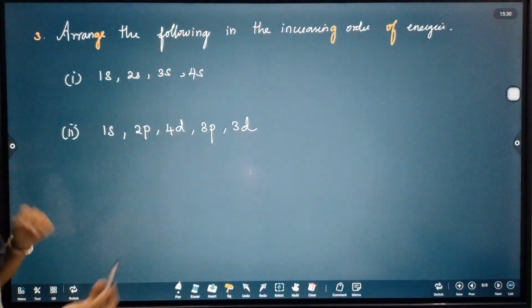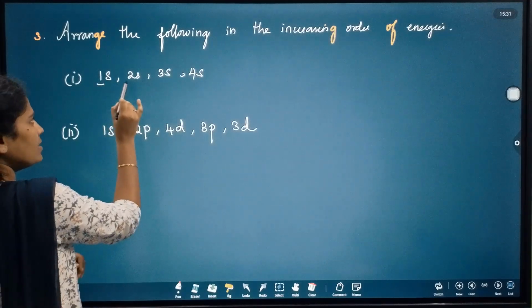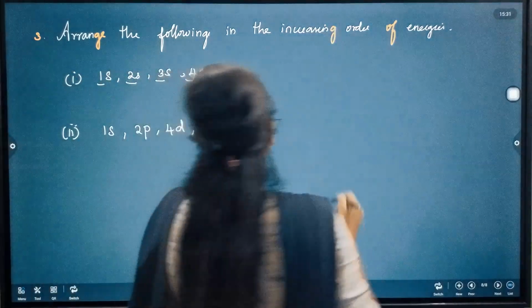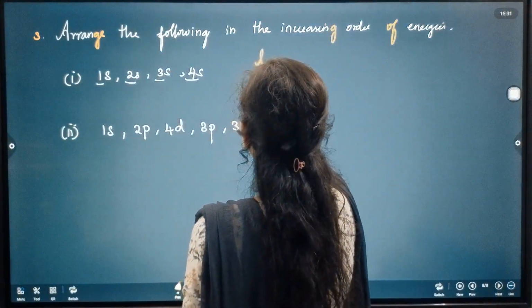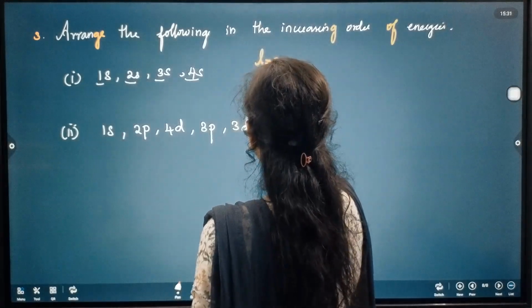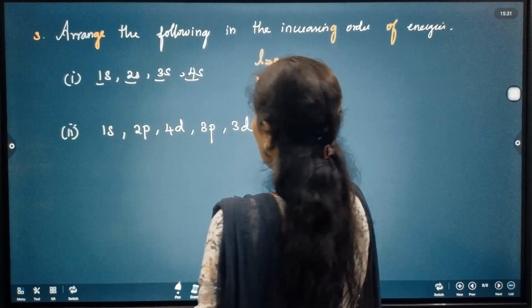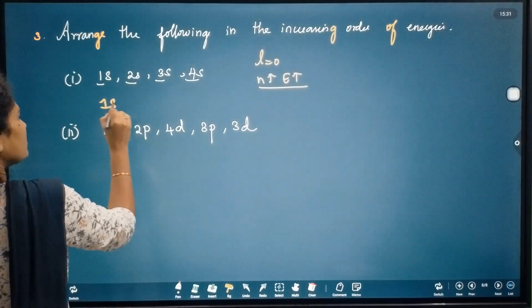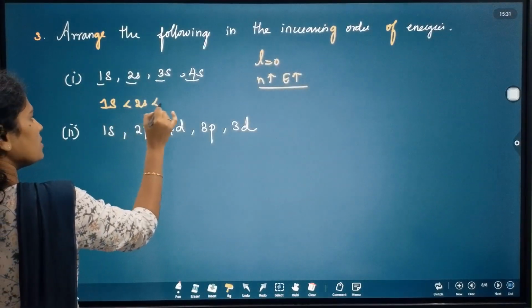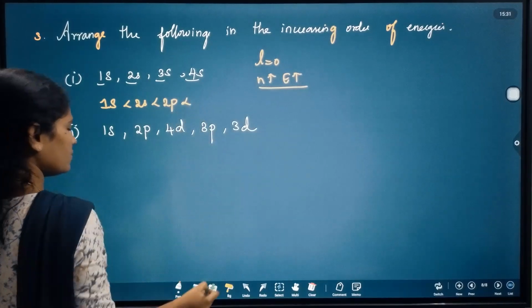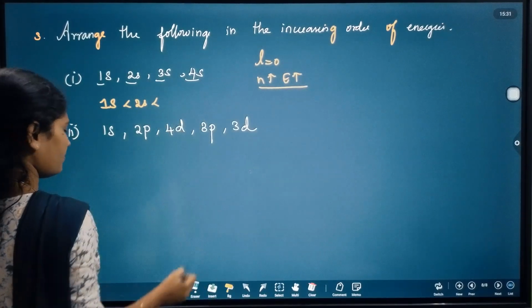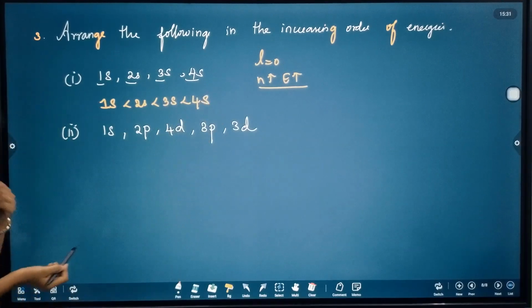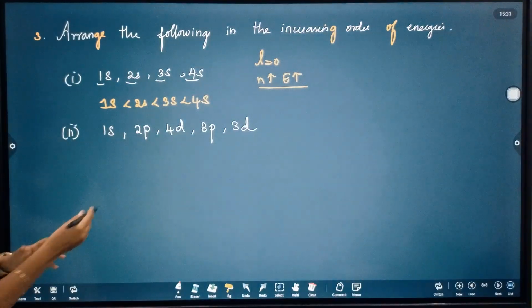Okay, first case if we check, the n value is changing. n is equal to 1, n is equal to 2, n is equal to 3, n is equal to 4. But l is constant. So l here in all these cases is equal to 0. So if n value increases, energy increases, if we are keeping l as constant. So what will be the correct one? 1s will be the lowest energy, then 2s, 3s, 4s.